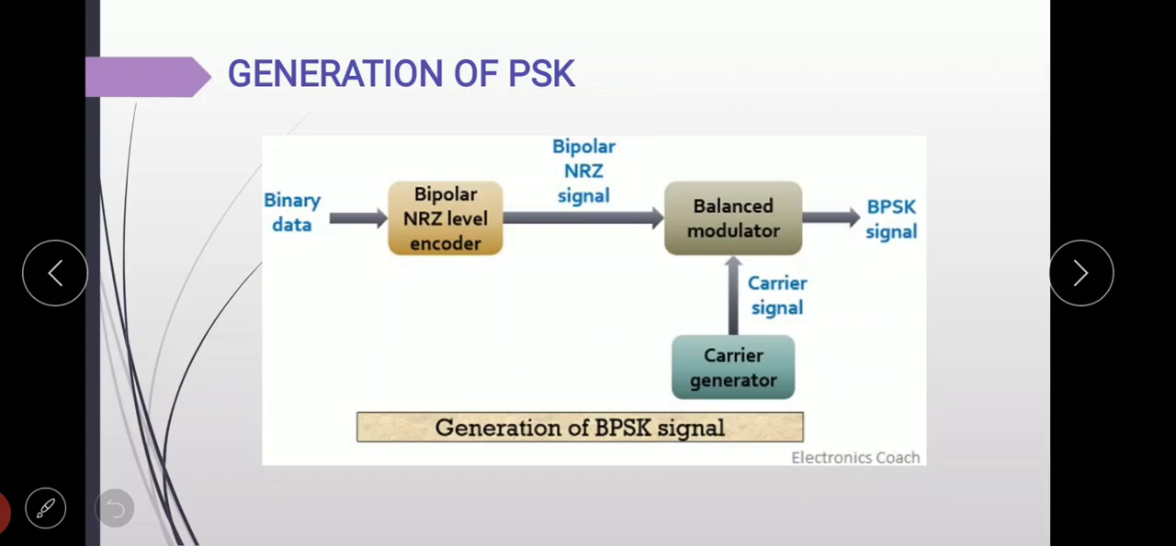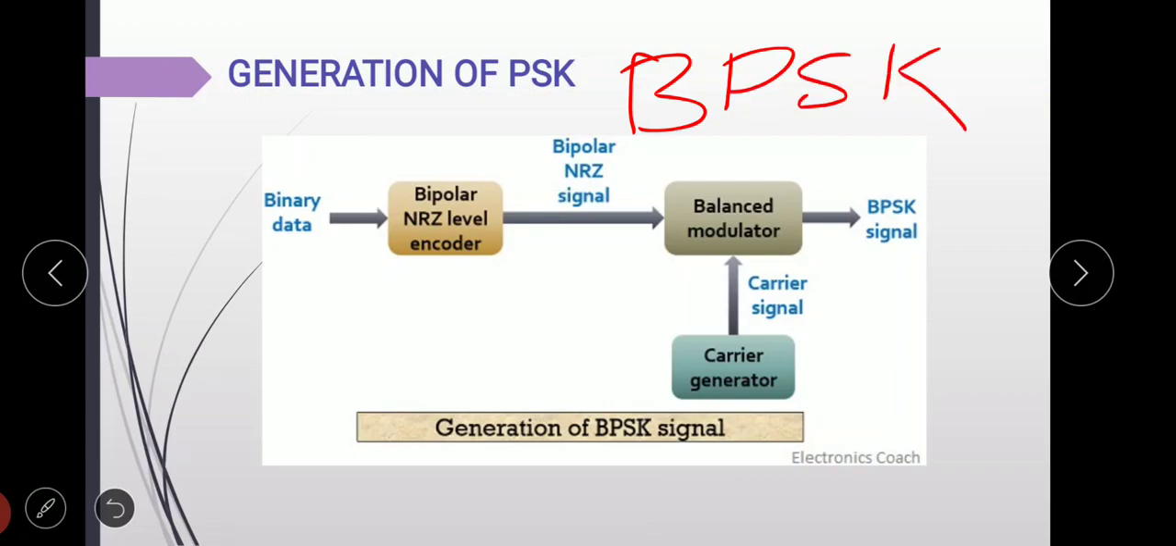Next is the generation of PSK, or we can say BPSK, because now we are discussing the easiest form of PSK, that is binary phase shift keying. The block diagram consists of a bipolar NRZ level encoder, a balanced modulator and a carrier generator. As we discussed before, we have to convert the unipolar signal to a bipolar signal. So for that we use an encoder. The encoder converts the incoming digital signal, which is in unipolar form, to a bipolar signal.